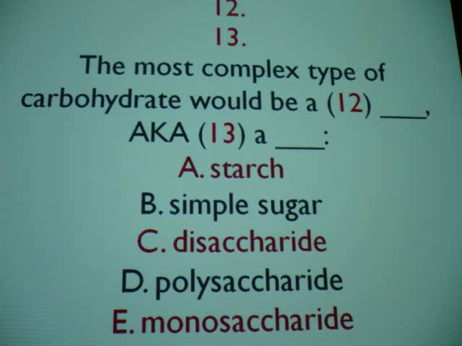Of those, the most complex type, 2 of them are the same thing. Which 2 are the most complex? The starch and the polysaccharide. A starch is a polysaccharide. Most complex thing there is. B and E, by the way, are the same thing. C would be just 2 monos put together. But poly would be so many you can't count them. So it has starches that way.